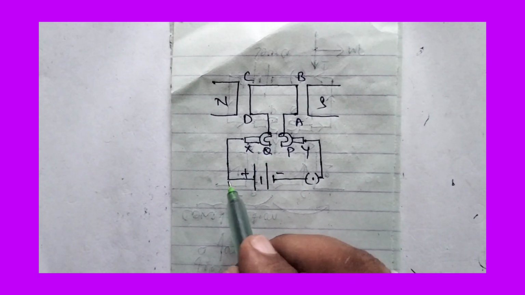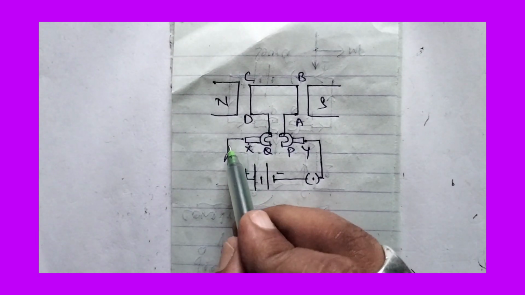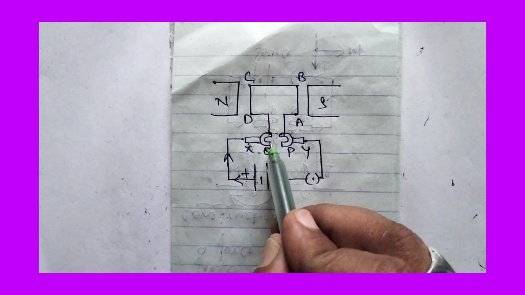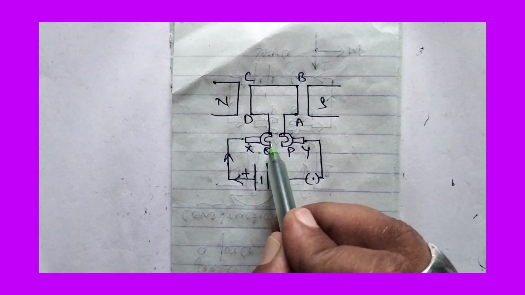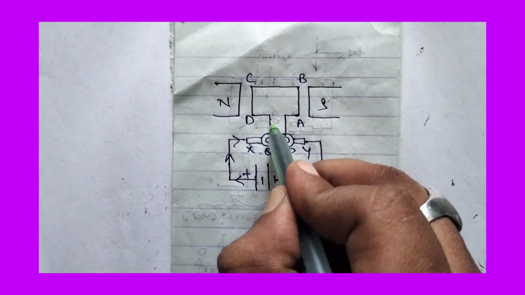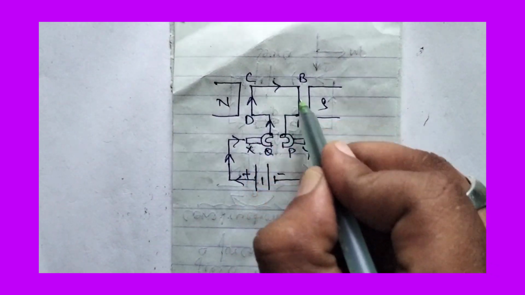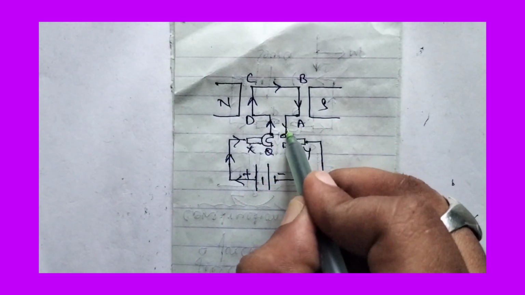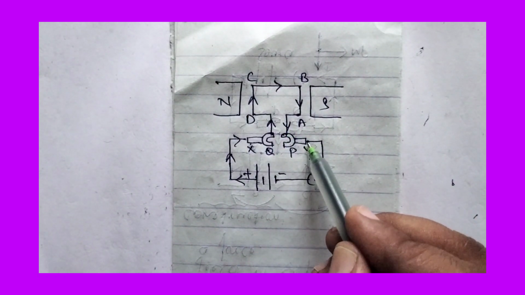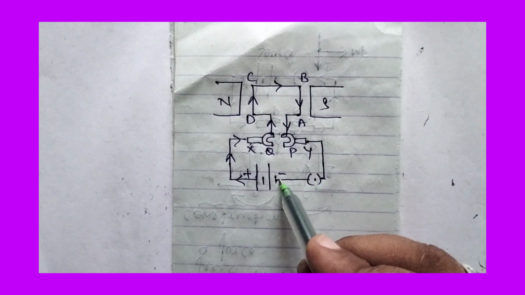So now, what happens in the second half rotation? Current flows from the positive terminal to carbon brush X, from carbon brush X to split ring Q, from split ring Q to D, from D to C, from C to B, from B to A, from A to split ring P, from split ring P to carbon brush Y, from carbon brush Y to the negative terminal of the battery.